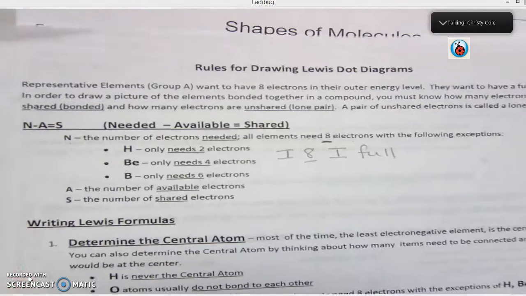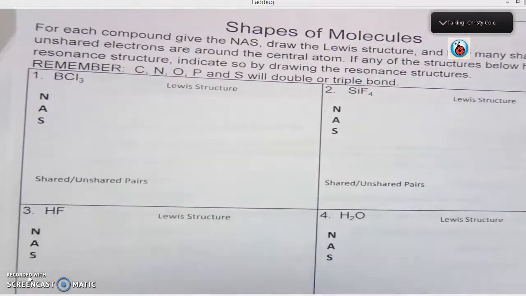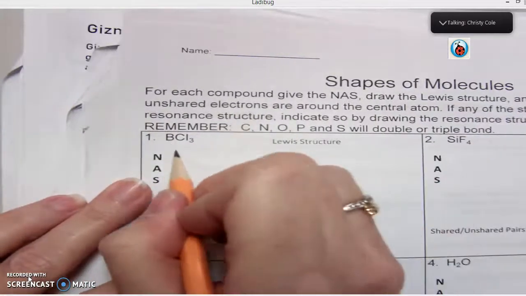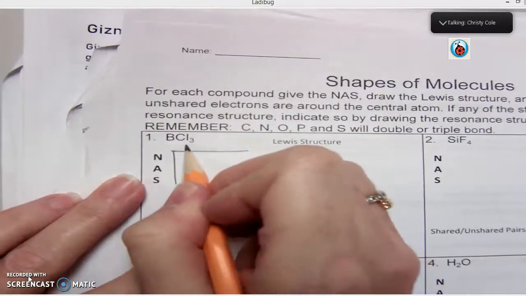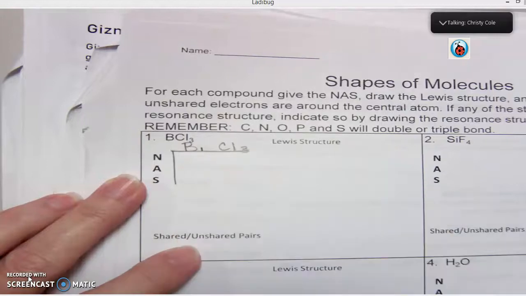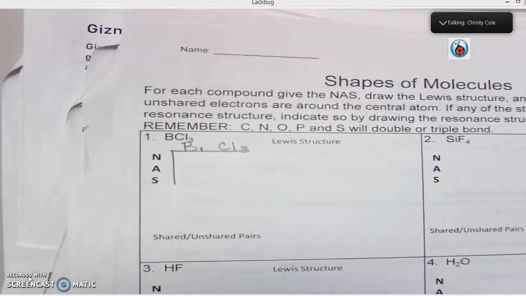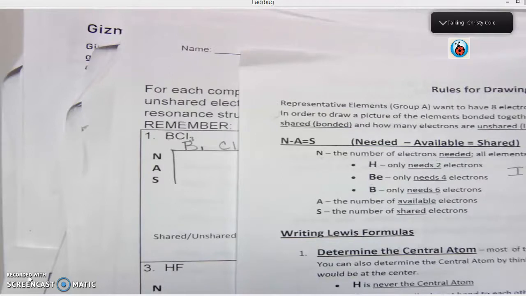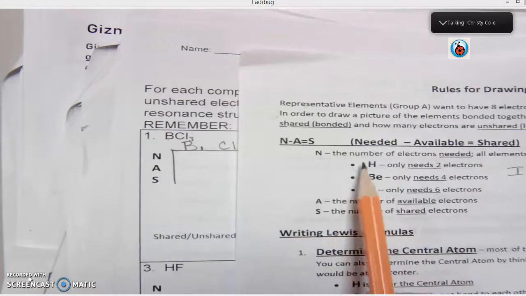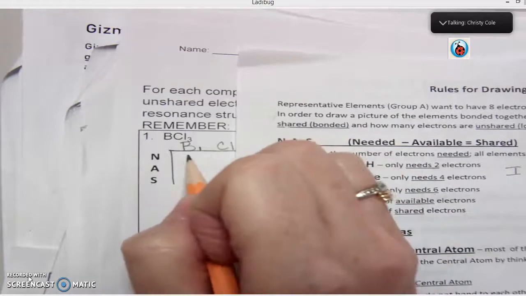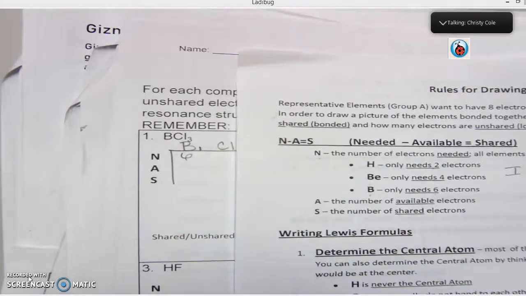Okay, so let's look at needed. First thing we're going to do is look at our chemical formula. Here we've got 1 boron. Make a little chart here. I've got 1 boron, put a 1 there, and I've got 3 chlorine atoms. We're talking about atoms. So needed, available, shared. How many electrons does this boron need to be happy? Well, it says everyone needs 8 except for these 3, and boron is an exception. So he needs 6 to be happy.